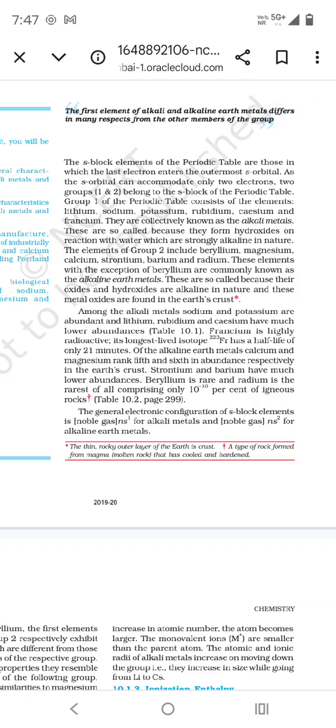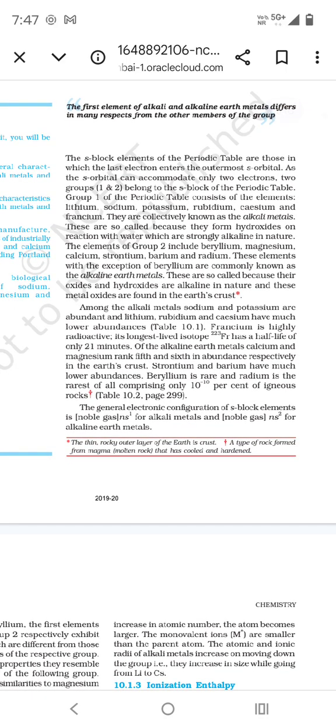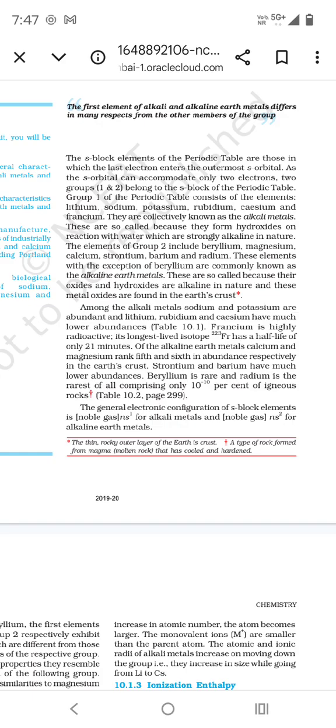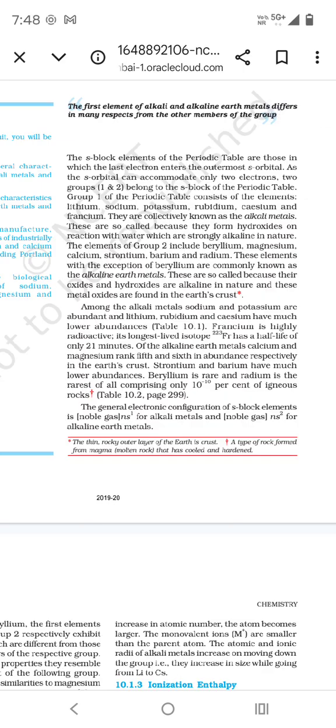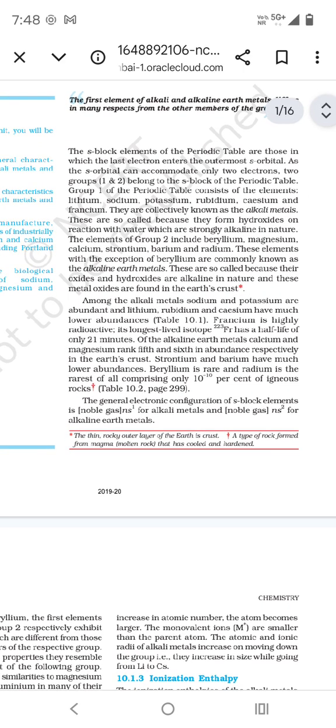in the earth's crust. Among the alkali metals, sodium and potassium are abundant, and lithium, rubidium, and cesium have much lower abundance. Francium is highly radioactive. Its longest-lived isotope has a half-life of only 21 minutes. Of the alkaline earth metals, calcium and magnesium rank 15th and 16th in abundance respectively in the earth's crust.